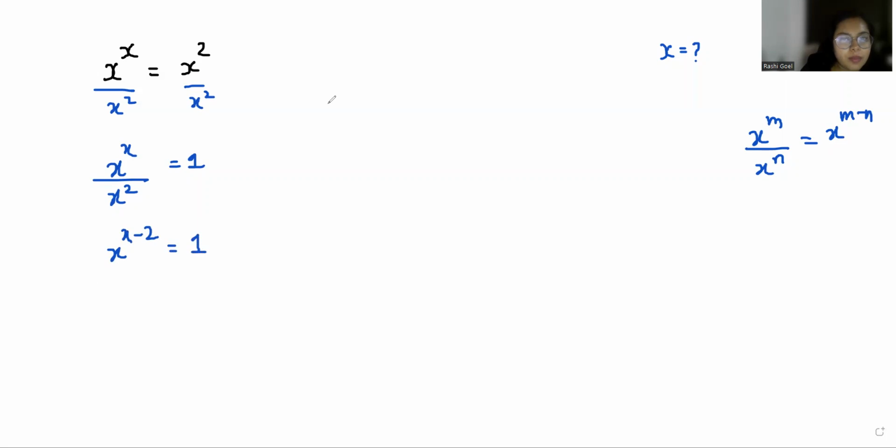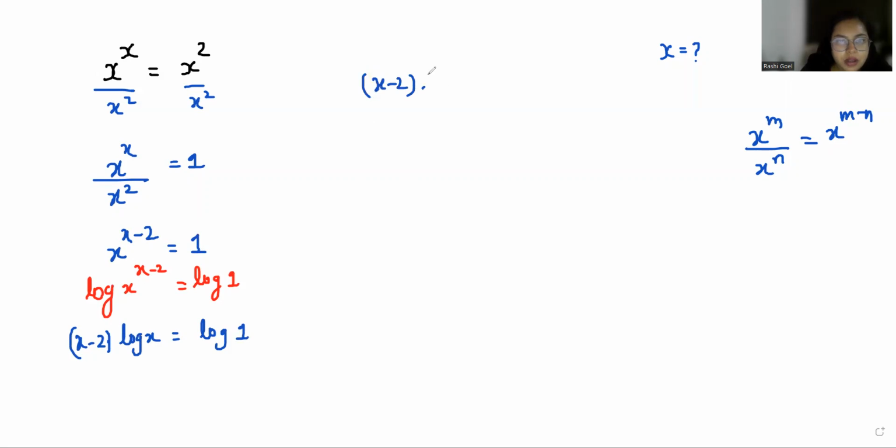Now I'm taking log on both sides. So log x power x minus 2 is equal to log 1. Now x minus 2 times log x is equal to log 1. So x minus 2 times log x is equal to 0, since log 1 is 0. So either x minus 2 is equal to 0 or log x is equal to 0.